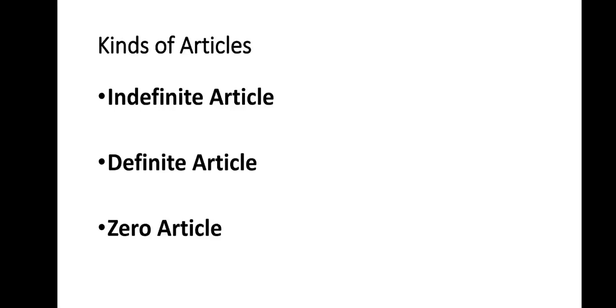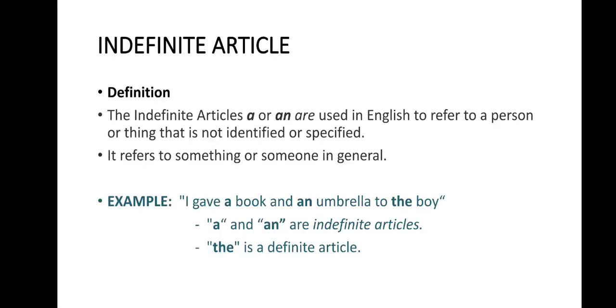Now, inside articles also, you have three different kinds of articles. Okay, so what are they? They are indefinite article, definite article, and zero article. So, what are indefinite articles? Indefinite articles are a or an, or both a and an. They are used to refer to something which is not specified, not identified. It refers to something or someone in general.